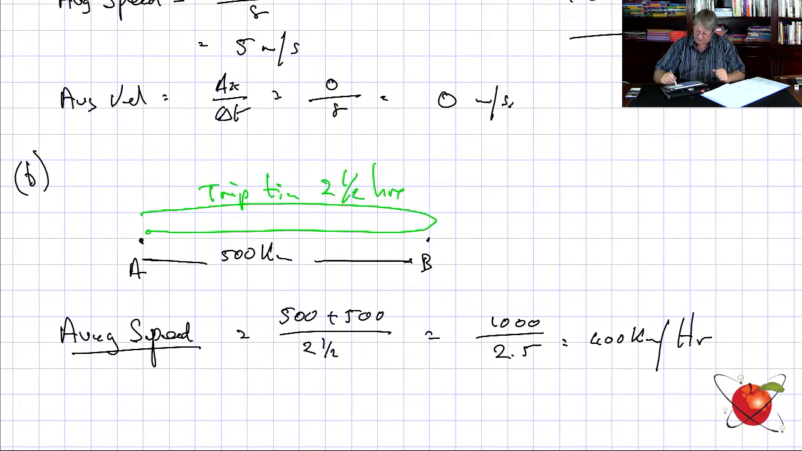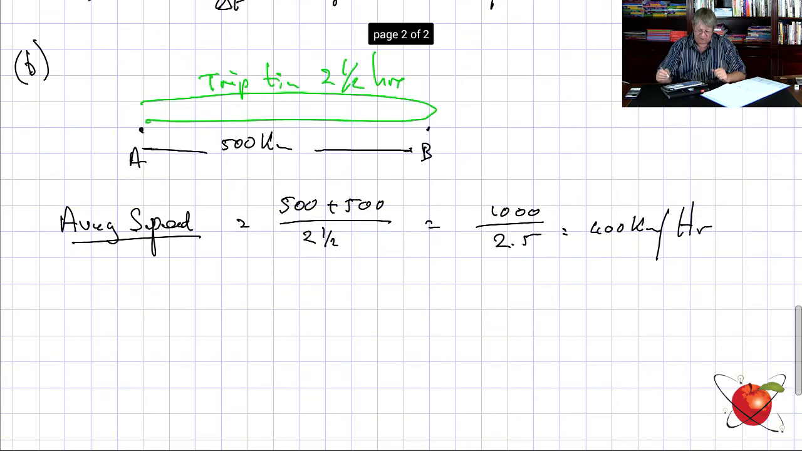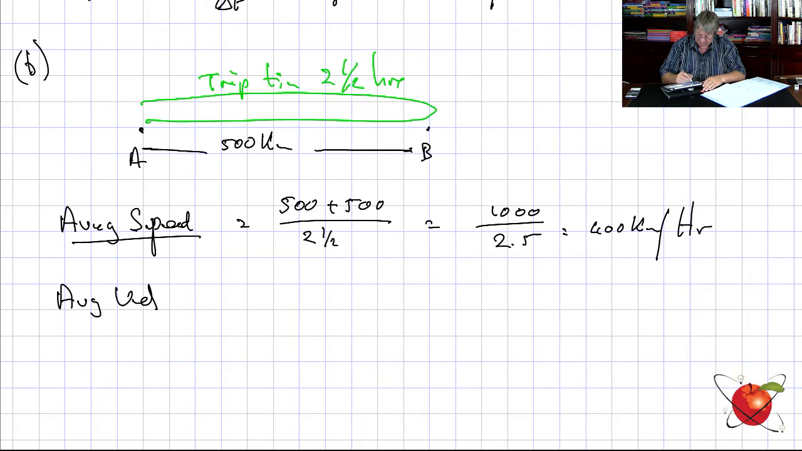Now what is the next one? The next one they say, all right, then what's the average velocity? The average velocity is displacement. Displacement, once again, is 0.